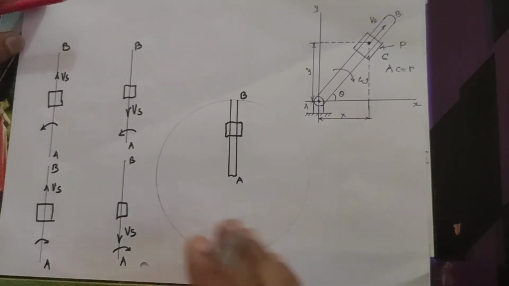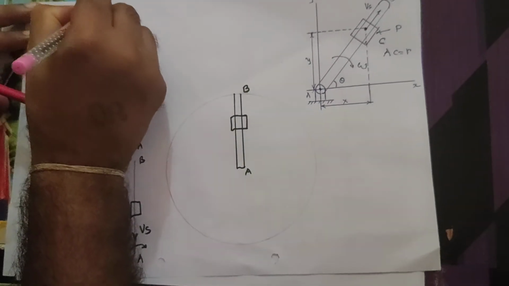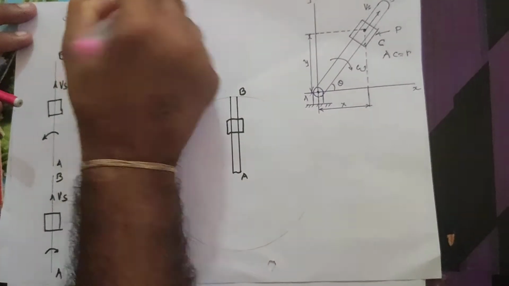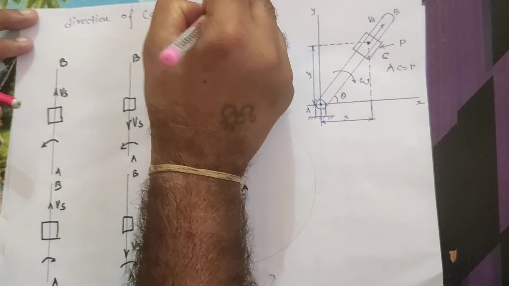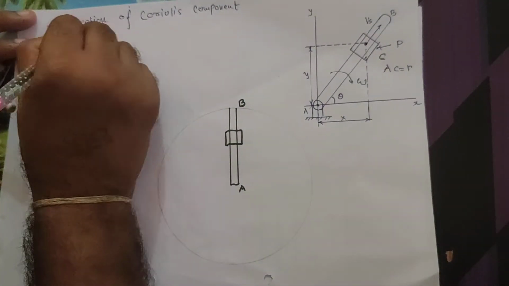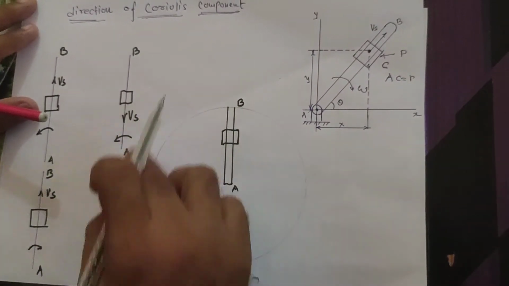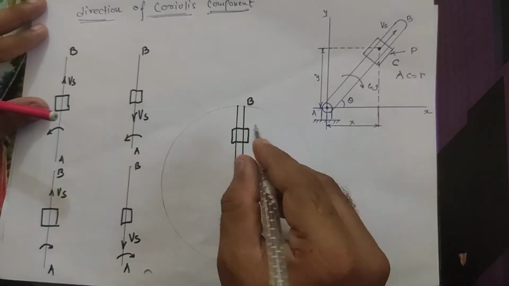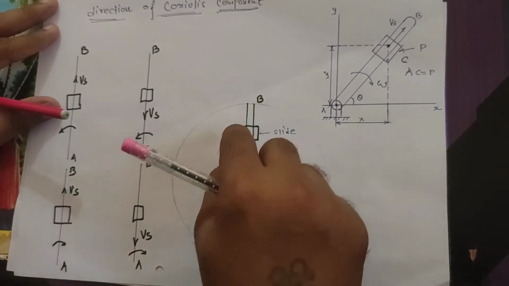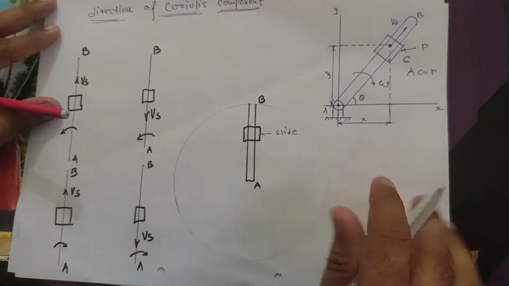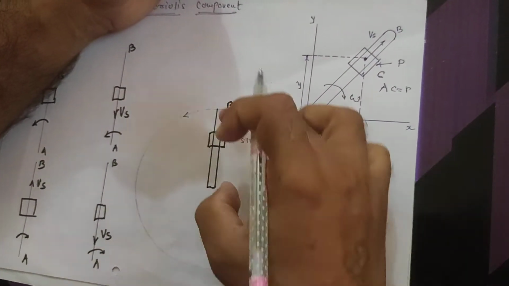Now another point, that is the direction of the Coriolis component. How to find the direction of the Coriolis component? This is also a very important point. As we know, this is a circular path, this is a link, and on the link this is a slider. So when the link moves on a circular path, the slider may move upward or downward. If we consider the slider in this direction, the link moves.